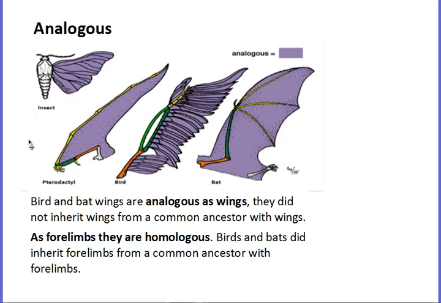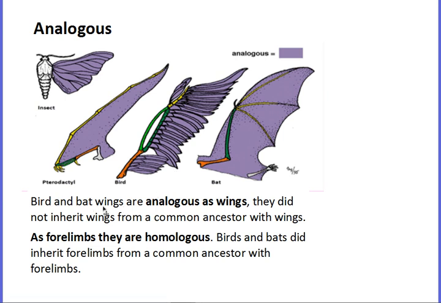These are examples of analogous structures, all of these wings. All of these wings, they do not have the same anatomy if you look at them. They do the same function. They're all for flying. It does not mean they have a common ancestor.